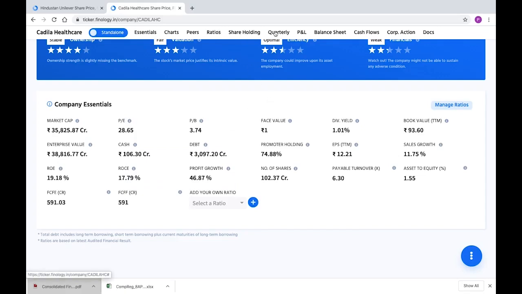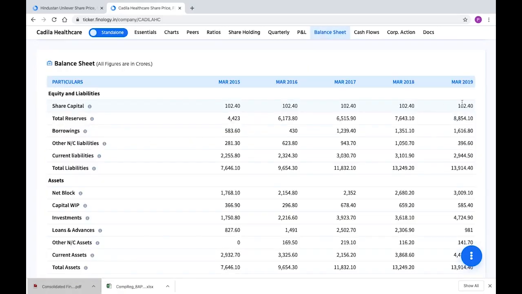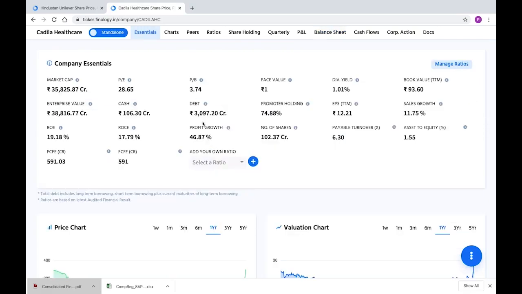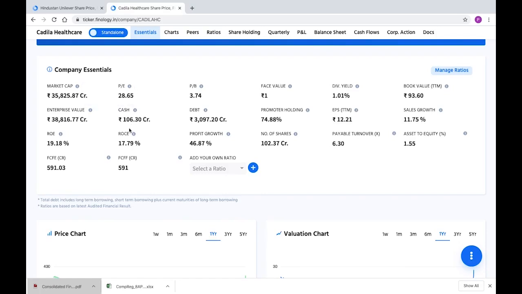Let's see the equity of the company. It is the sum of share capital and total reserves. This will be approximately 9,000 crores. Debt is around 3,000 crores. So ROCE here shows the profit of the company on 12,000 crores, 9,000 plus this 3,000, while ROE shows the profit on just 9,000 crores of equity. Thus, for a company with debt, we should choose ROCE over ROE.